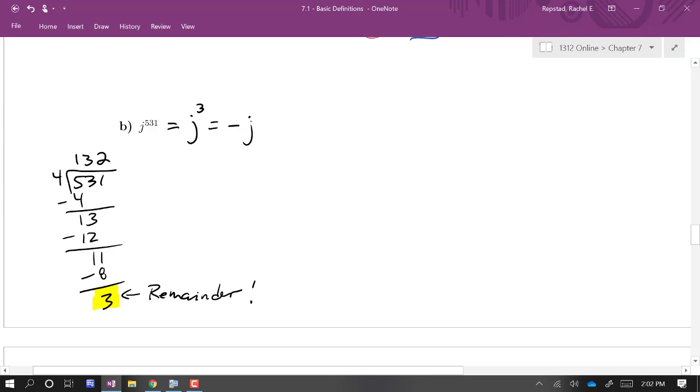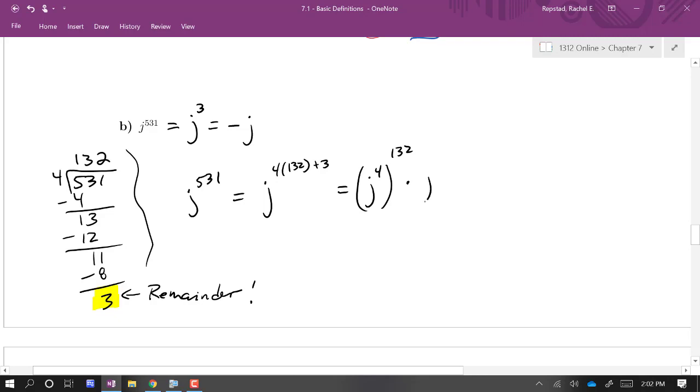To see it worked out the long way, I could say that j to the 531 is equal to j raised to the 4 times 132 plus 3. This is j to the 4th, all to the 132 power, times j cubed, and j to the 4th is 1. So this is 1 to the 132 power, which is 1, and this just gives us j cubed, which is negative j.